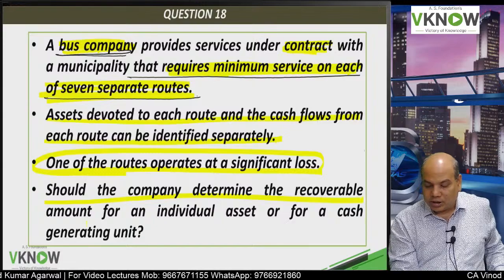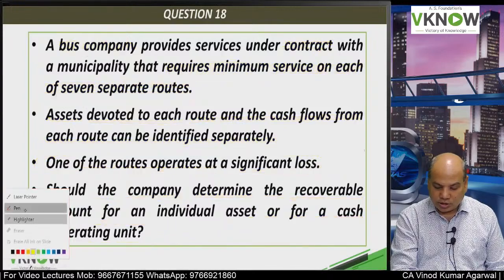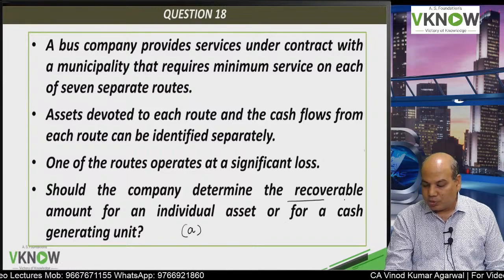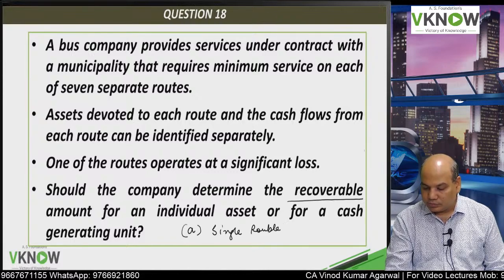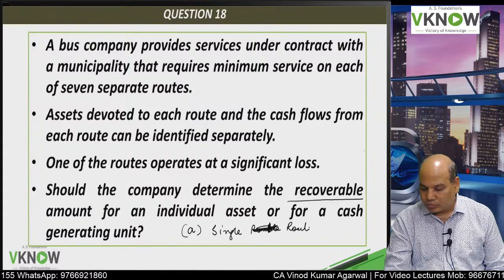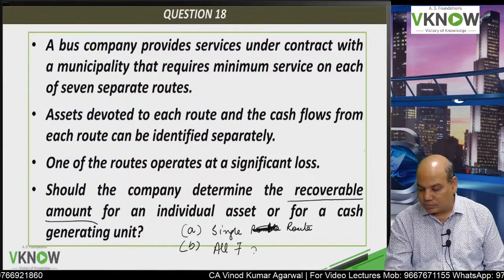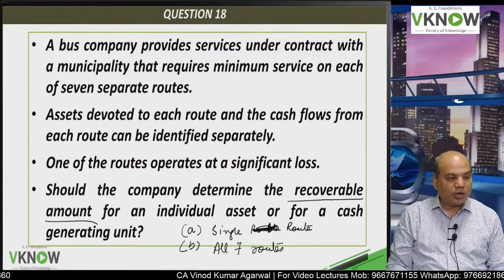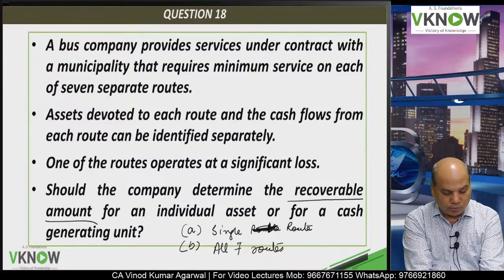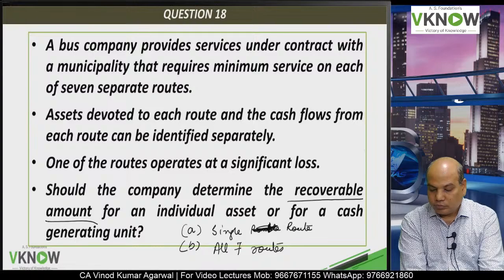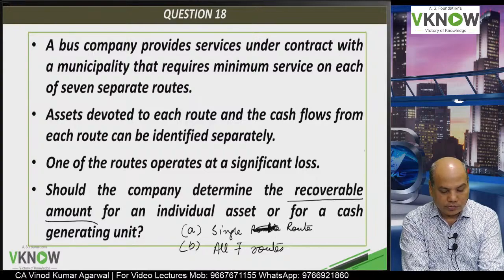Should the company determine the recoverable amount for the individual asset or for the cash generating unit? So a multiple choice question can be asked. Option A, we should compute the recoverable amount for the single route which is operating at a loss, or we should compute the recoverable amount for all 7 routes put together? What is your view? Answer please.